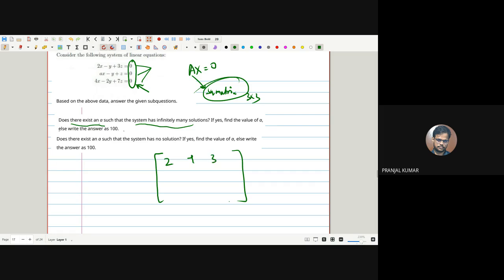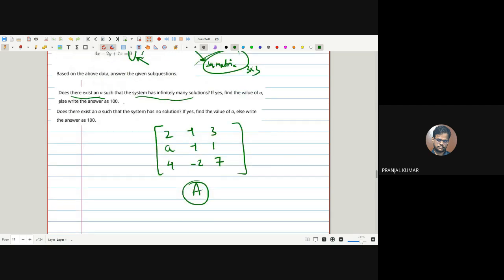2 minus 1 3, A minus 1 1, then 4 minus 2 7. Clear? This is your A matrix. Now it is asking, does there exist an A such that system has infinitely many solutions? If yes, find the value of A, else write as 100.